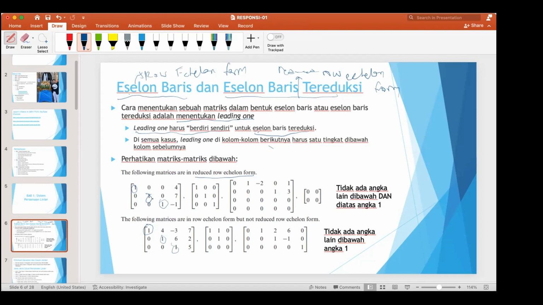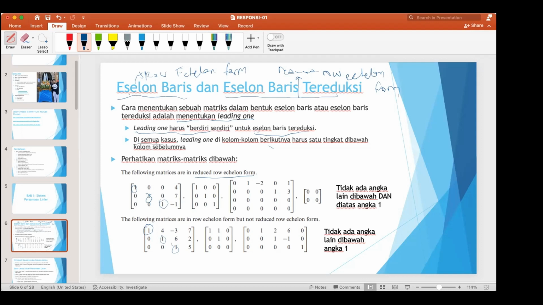So that's one of the easiest ways to determine whether a matrix is in its row echelon form or reduced row echelon form. For reduced echelon form, if you look at the ones, the ones that has the column, there's nothing below the one value and there's nothing above it, just values of zero. And this applies to all.